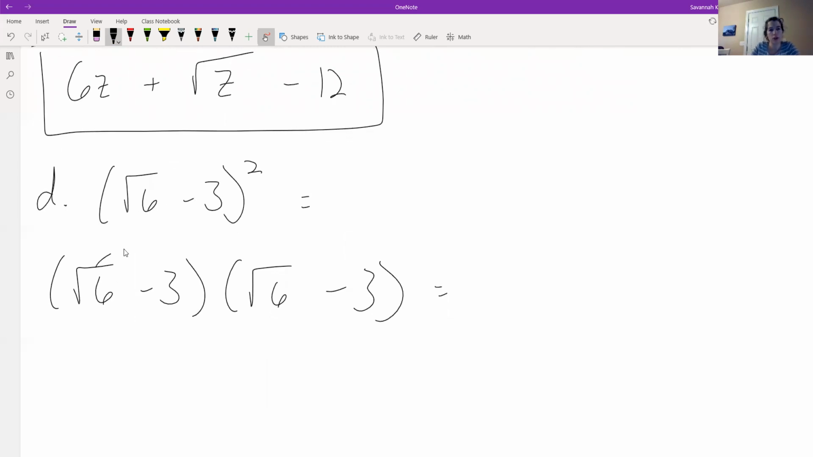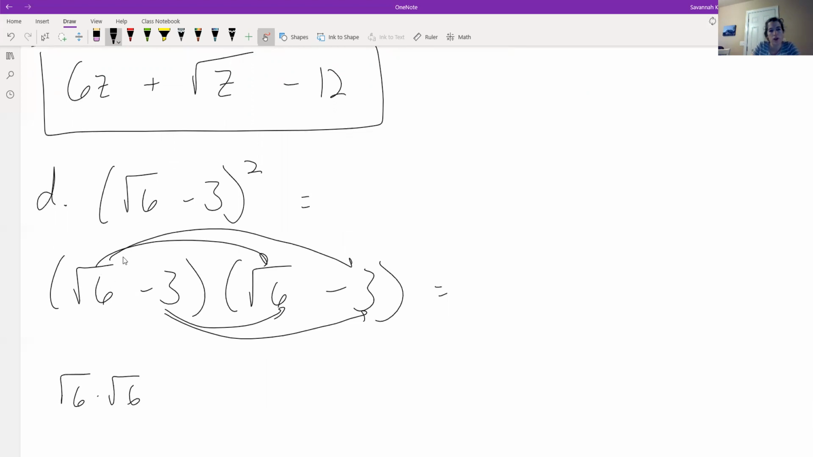Okay, so very carefully here. Maybe we can step away from the color coding a little bit. So square root of 6 times square root of 6. Square root of 6 minus 3. So I'm going to call that minus 3 square root of 6. I get another minus 3 square root of 6 because this is the same term twice. And then I get minus 3 times minus 3.